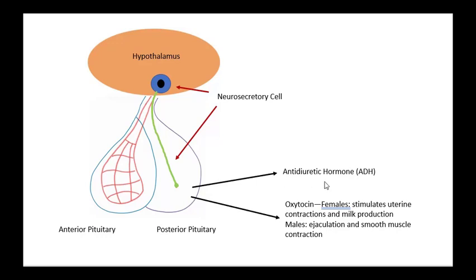It pretty much tells you what it does. It's going to target the kidneys. So a diuretic would cause you to lose fluid volume, but ADH is an antidiuretic, so it causes you to conserve fluid. Oxytocin has different roles in males and females. In females, it stimulates uterine contractions during childbirth and then milk production. And in males, it plays a role in ejaculation and smooth muscle contraction.